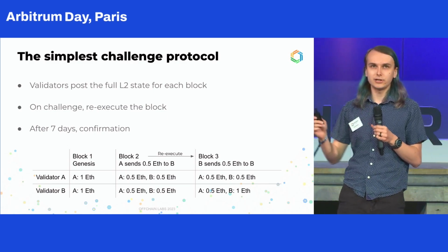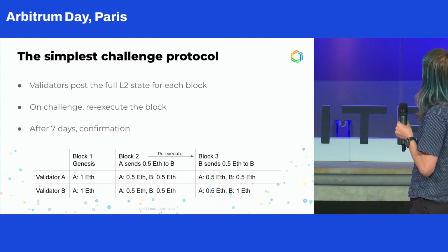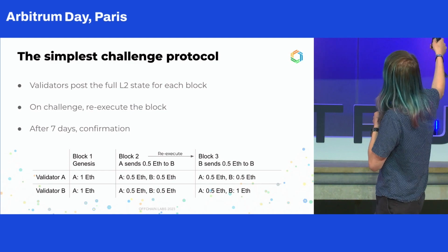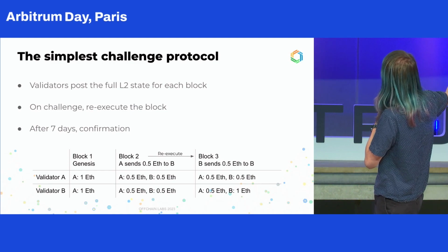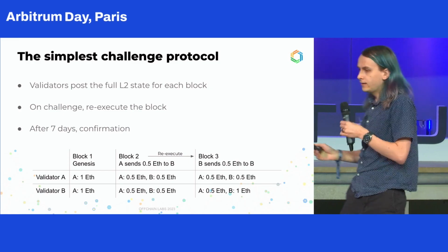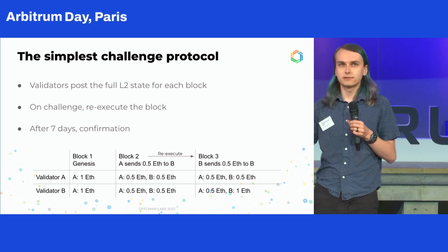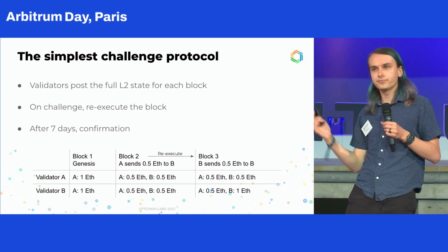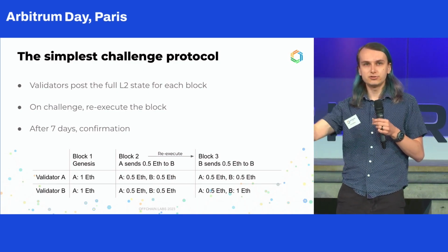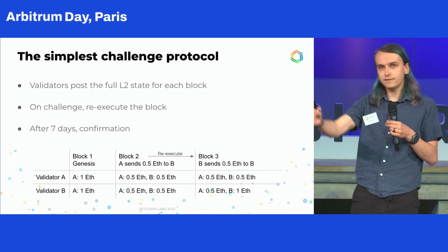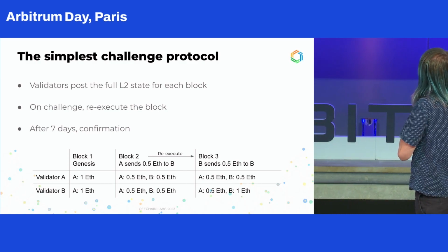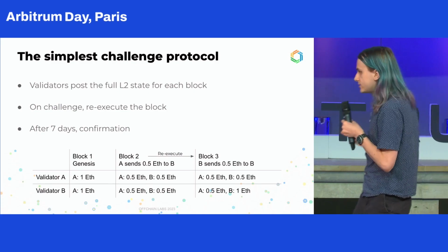Well, in this simplest challenge protocol, what we can do is we can re-execute. We can take this state that everyone agrees on, and we can re-execute the transaction in block B, which is that B sends 0.5 ETH to themselves. And then on layer 1, since there's a disagreement, the layer 1 node can take that before state. They can subtract 0.5 ETH from B and then give that 0.5 ETH to B, executing the transaction and see, wait a minute, A is correct here. So A would win this challenge.